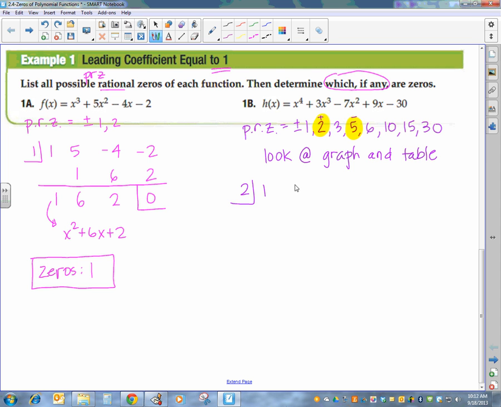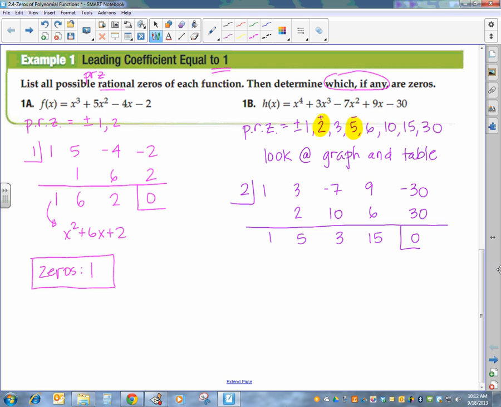So I put in 1, 3, negative 7, 9, negative 30. Okay, again, this should come out equal to 0, so if it doesn't, I've made a mistake somewhere. Bring down my 1. 1 times 2, 3, plus 2, 5, times 2, 10, and negative 7. 3 times 2, 9, plus 6, 15, times 2, so it worked out.